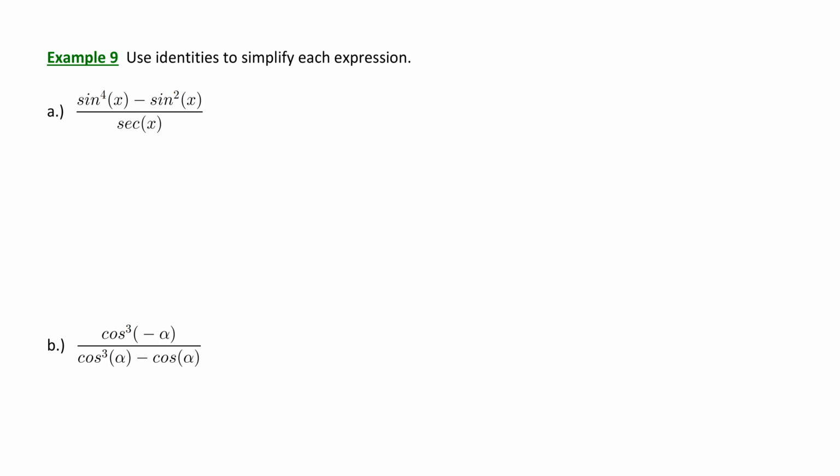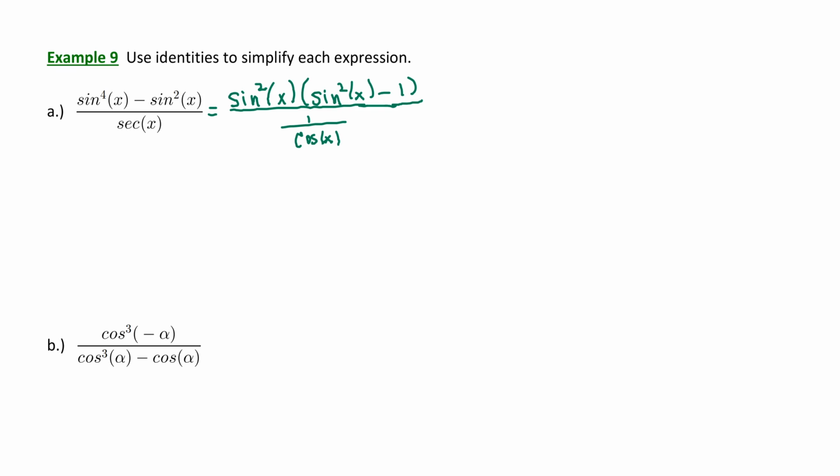So on example A, we have sine to the fourth of x minus sine squared of x divided by secant of x. I notice in the numerator that we've got a greatest common factor of sine squared of x. Let's begin by factoring it out. When we factor it out of the first term, that's going to leave behind sine squared of x, and when we factor it out of the second term, that yields simply a minus 1. Now, the secant in the denominator we could recognize as 1 over cosine of x.